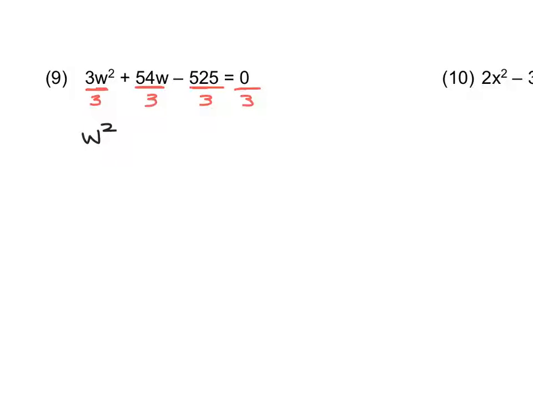So W squared plus 54 divided by 3? 18. And what about 525 divided by 3? 175. I don't know if I trust that. All right. So it's kind of like a GCF, except we're not keeping the 3.